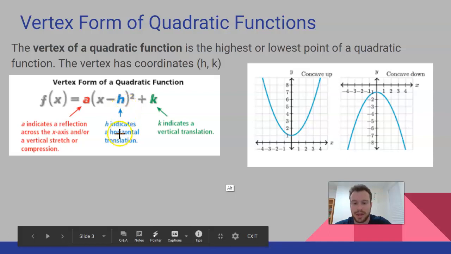Remember, h indicates a horizontal translation, and k indicates a vertical translation. Now h and k are also going to help us identify the coordinates of the vertex of a quadratic function. Also, parabolas can either be concave up or concave down. Concave up looks like a U, U is for up, and concave down is just facing downwards. We'll talk about that a little more in a bit.